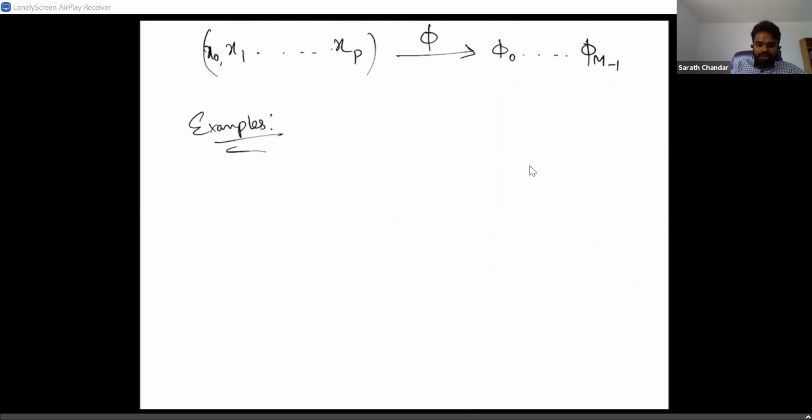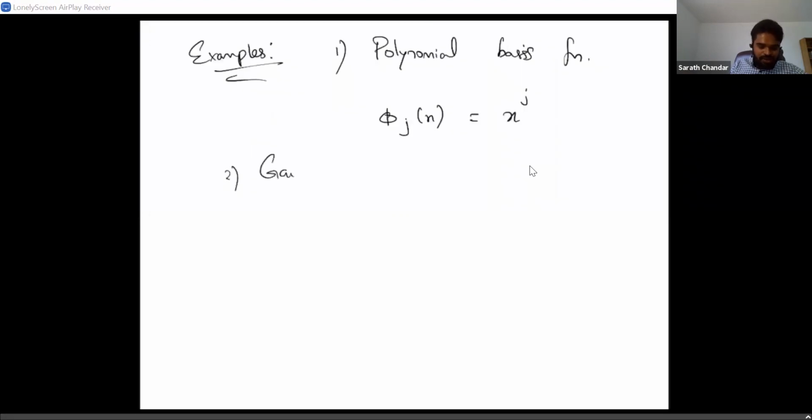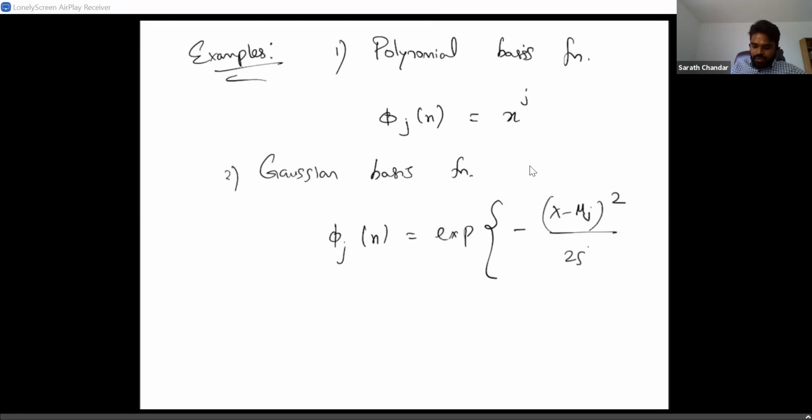of basis functions. The first basis function, which we have already covered in this course, is the polynomial basis function. In the case of the polynomial basis function, phi j of x is given by simply x to the power j. Now there are many other basis functions that one could use. We will see a couple of examples. The second basis function that we are going to see is the Gaussian basis function, which is given by phi j of x is equal to exponential of minus x minus mu j the whole square by 2s square.